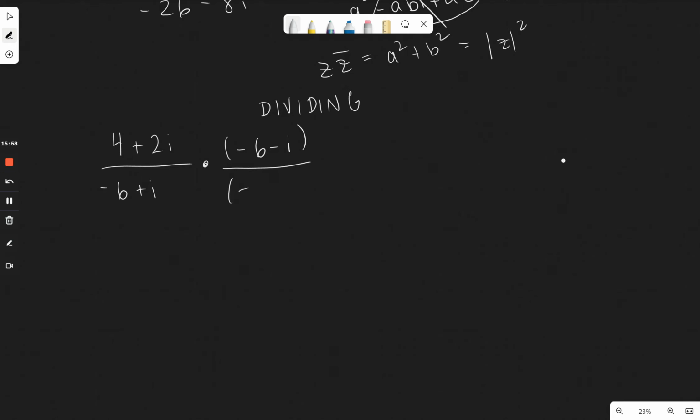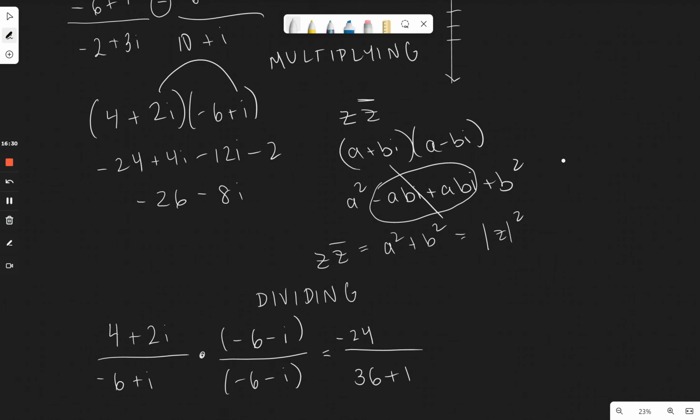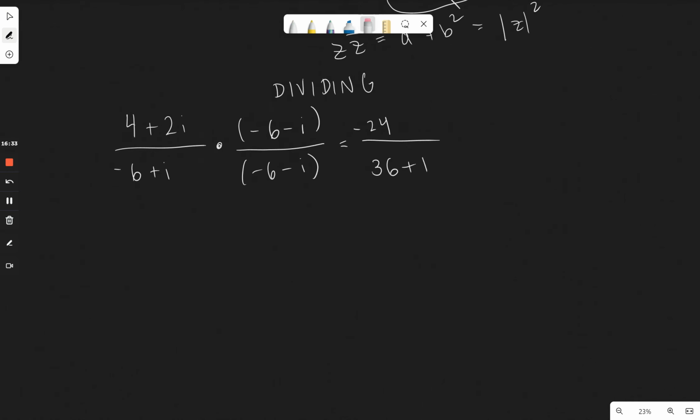So we have negative 6 minus i at the top, negative 6 minus i at the bottom. And when we multiply this together at the bottom, it's just going to be a squared plus b squared, which is 36 plus 1. And then on the top, it's just going to be 4 times negative 6, so negative 24. I think we already multiplied this out, actually. So it's negative 26, as you can see up here. It's just negative 26 minus 8i.